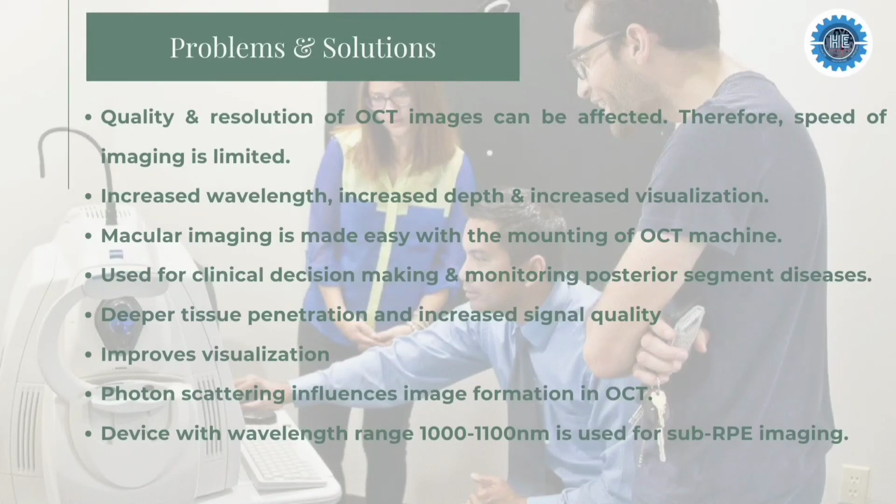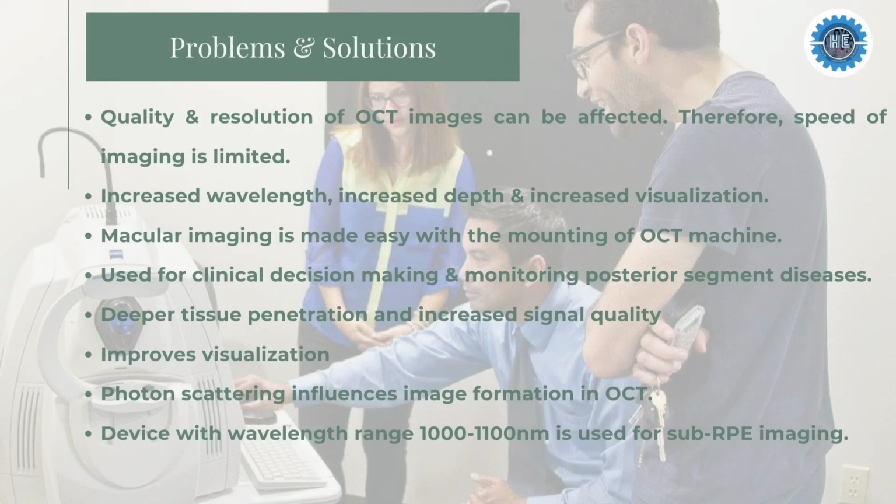The original optical coherence tomography technology commercially available in 2002 was time domain OCT. This uses an infrared light source with a wavelength of 840 nanometers. Therefore, the speed of imaging was limited by the required movement of a mirror to change the optical path of the reference beam.